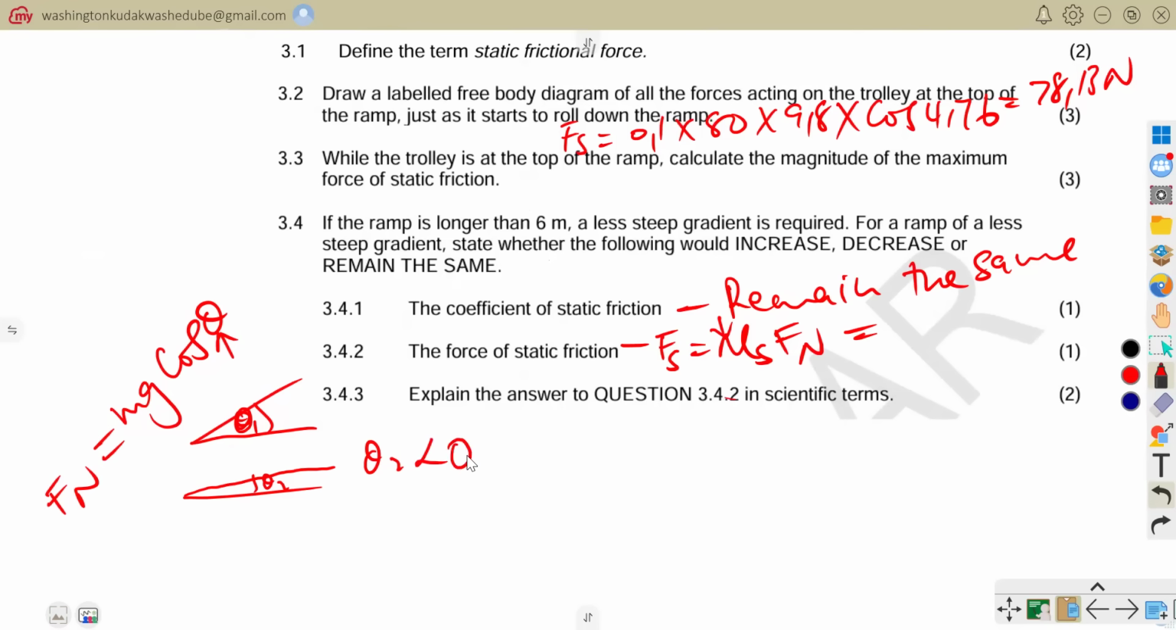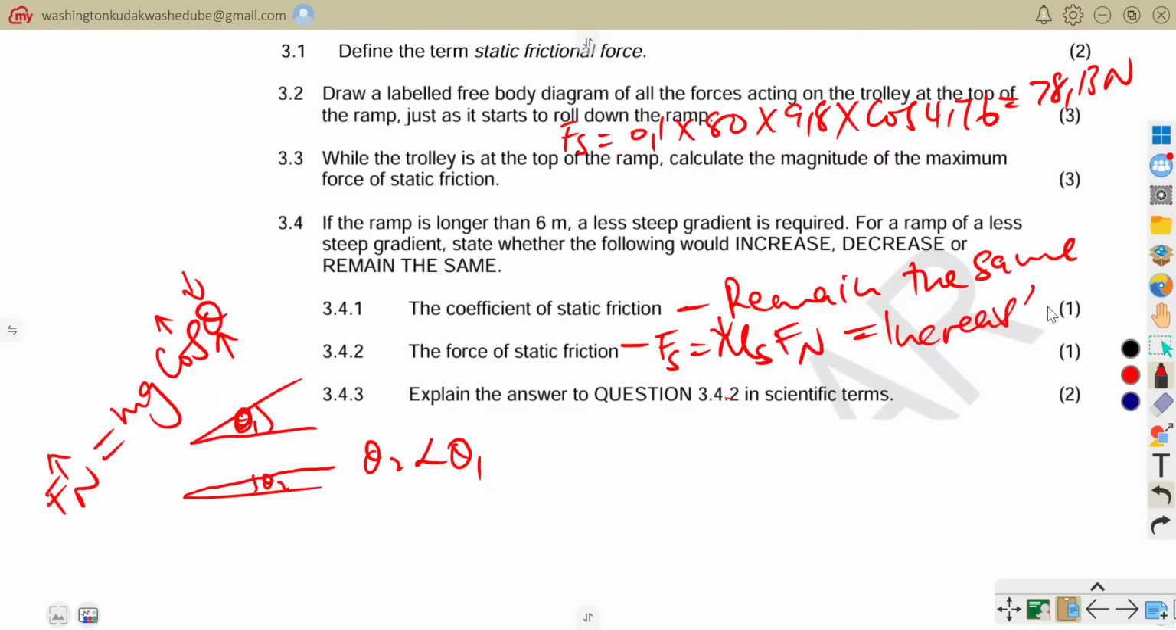It's actually smaller than theta 1. We know that according to cos, the smaller this angle, the greater the magnitude. So the magnitude of the normal force here is going to increase as this angle is decreasing. So if we decrease the steepness, the normal force is going to increase. Therefore, the static frictional force is also going to what?